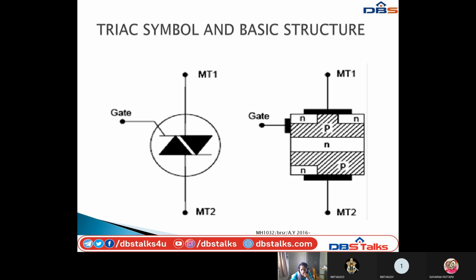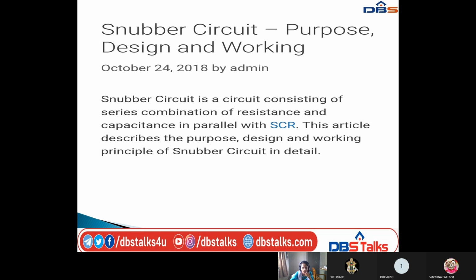MT1, MT2 and gate, here 4 layers. The first layer will be N, and next P, next N, and next P. So NP, NP, and NP, NP. So the TRIAC will be a 4-layer device, and next will be the snubber circuit.